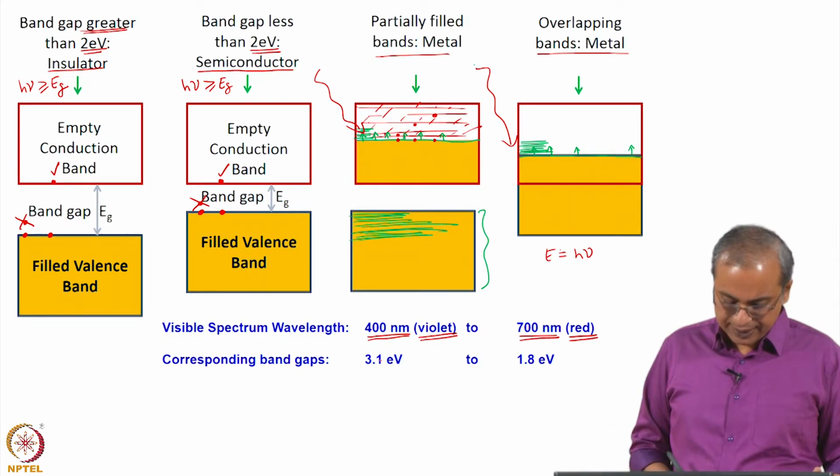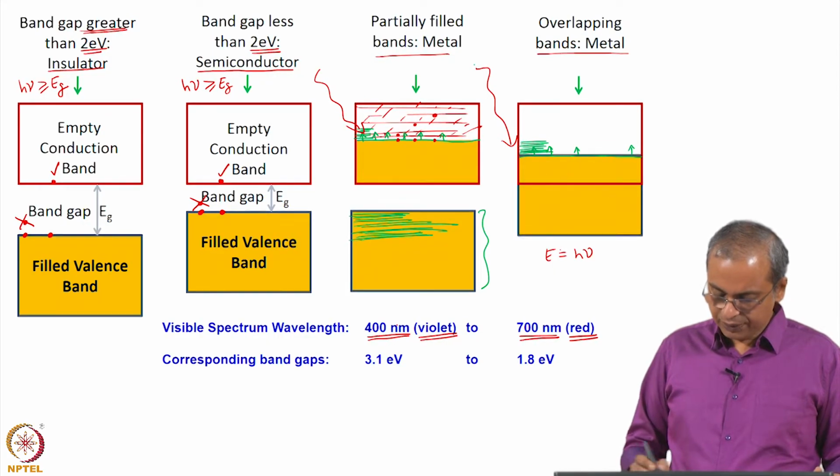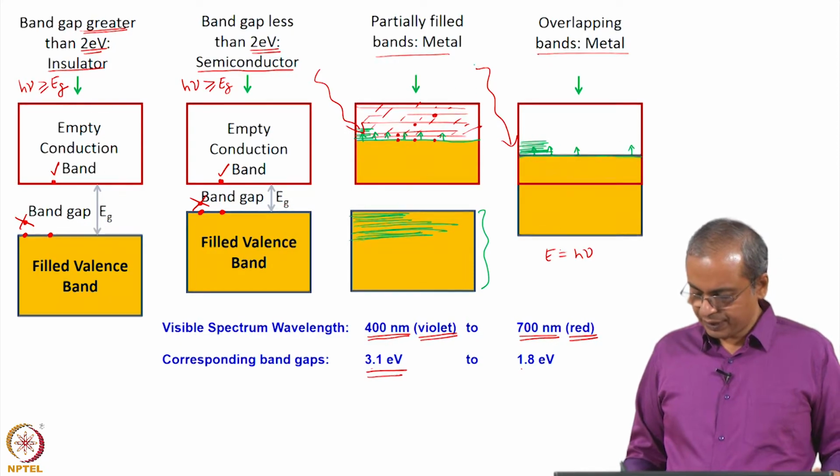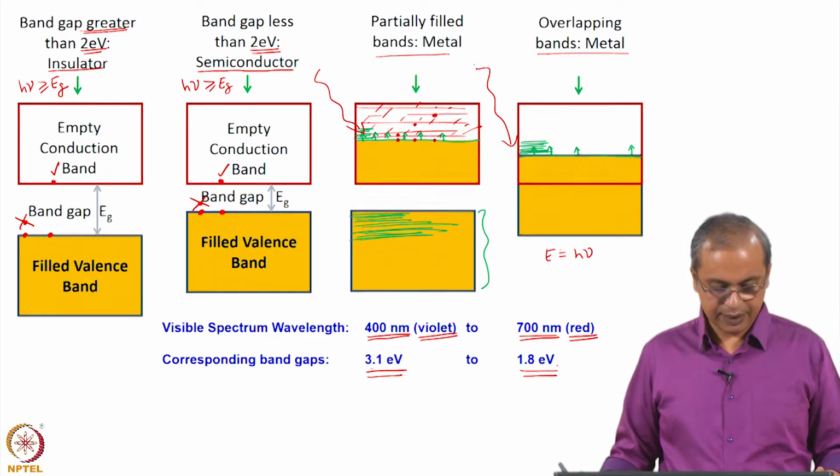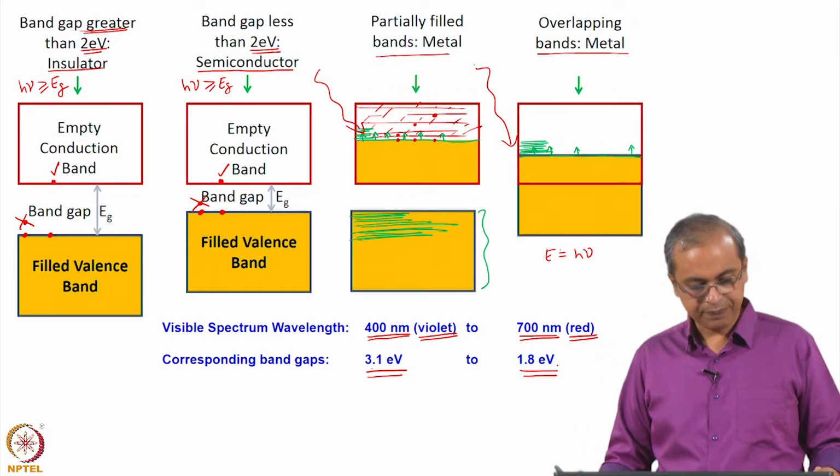So, the corresponding energies, if you do E equals h nu, you will get for the violet end of the spectrum about 3.1 electron volts, and for the red end of the spectrum 1.8 electron volts. Okay. So, this is typically what we see.